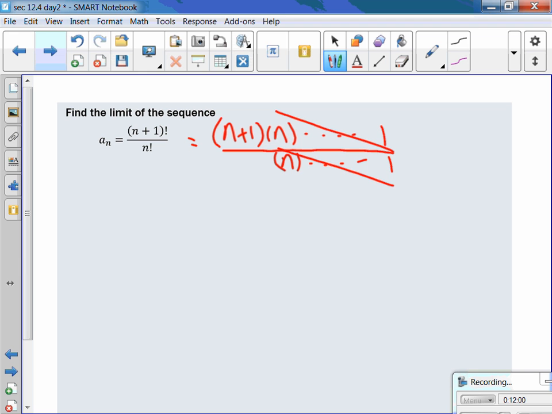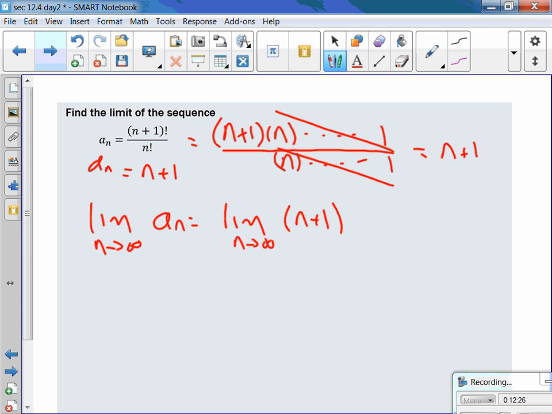So my n plus 1 factorial over n factorial is the exact same thing as just n plus 1. So now my limit of the sequence is just the limit of n plus 1 as n approaches infinity, which is what? 42. Why did you say so?